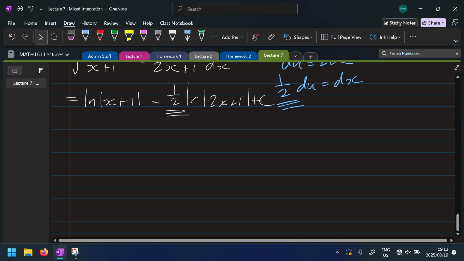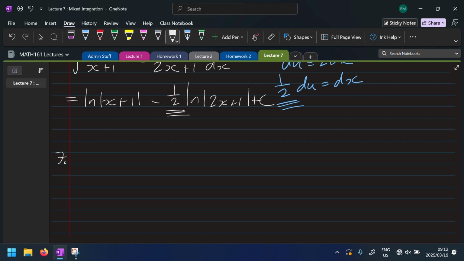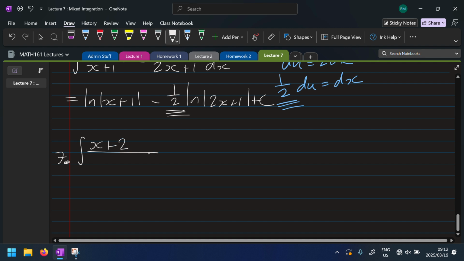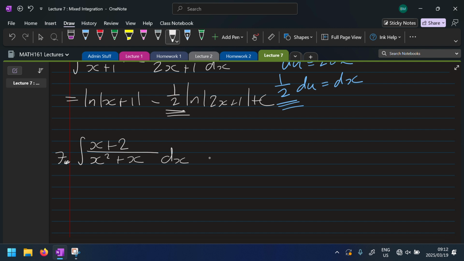No questions yet. Okay, good. Number 7. Okay, we have the integral of x plus 2 over x squared plus x. Let's go through the steps again. Even if it's obvious, let's go through it. So the top is linear, x to the 1. The bottom is quadratic, so we don't have to do long division. Again, even if it's obvious, just spend 1 second, look at it and see.